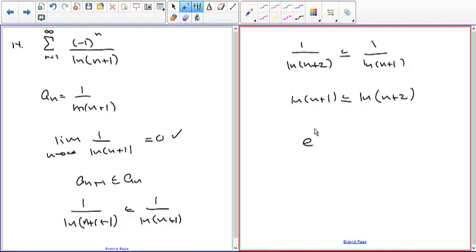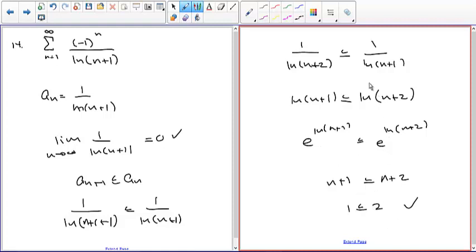If I take e to the natural log of n plus 1, so I'm exponentiating both sides, you'd end up with n plus 1 is less than or equal to n plus 2. Then you subtract n from both sides, and you get 1 is less than or equal to 2, which is always true.